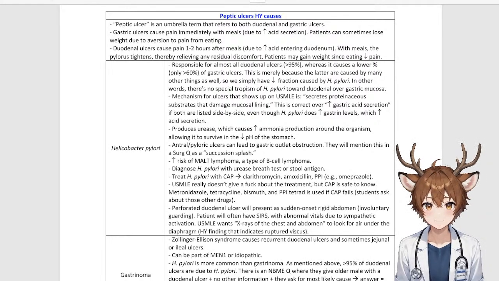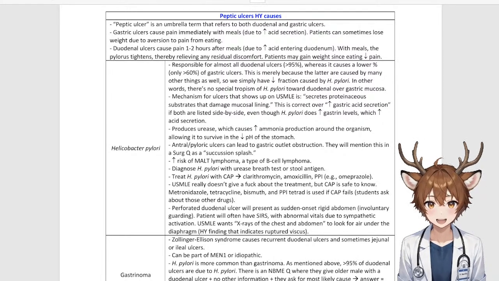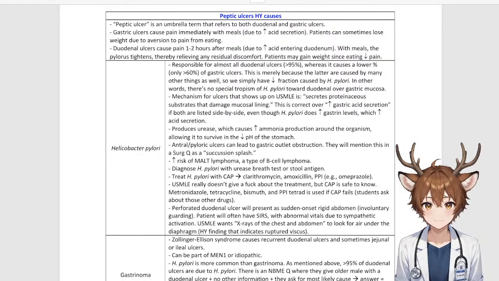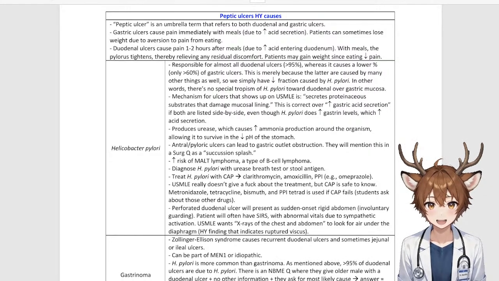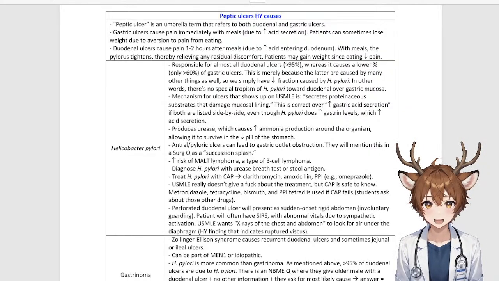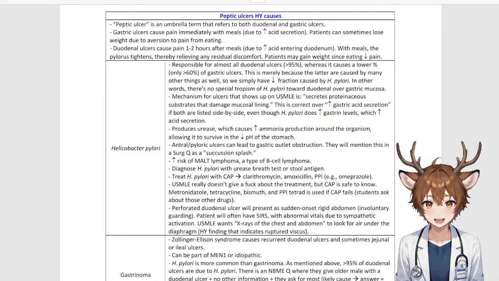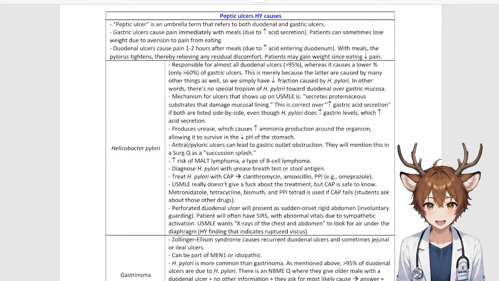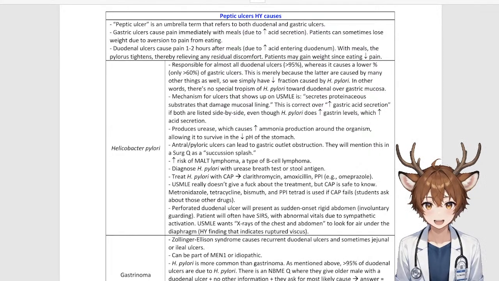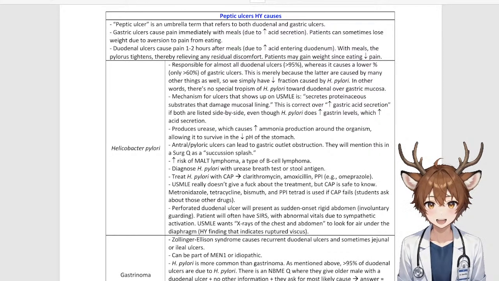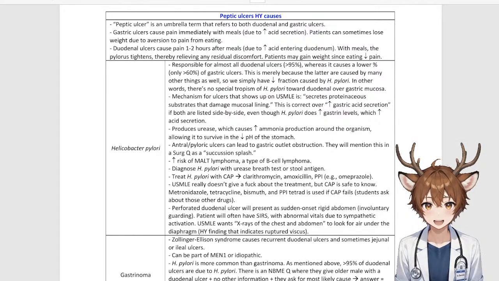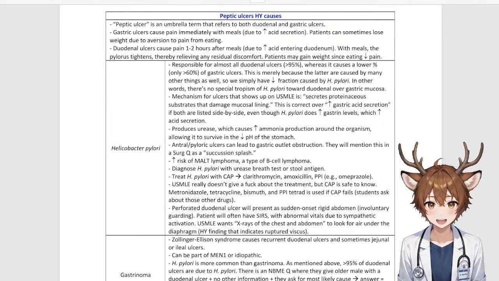Anyway, next section, peptic ulcers, high yield causes. Peptic ulcer is an umbrella term that refers to both duodenal and gastric ulcers. Gastric ulcers cause pain immediately with meals due to the increase in acid secretion. Patients can sometimes lose weight due to aversion to pain from eating. Duodenal ulcers cause pain 1 to 2 hours after meals due to an increase in acid entering the duodenum. With meals, the pylorus tightens, thereby relieving any residual discomfort. Patients may gain weight since eating decreases the pain.